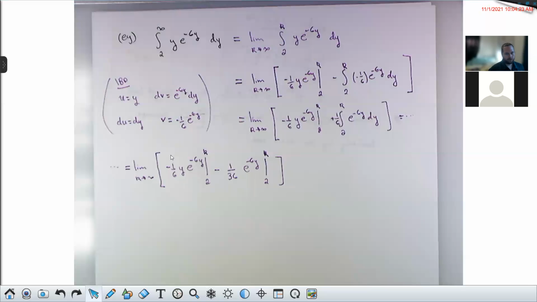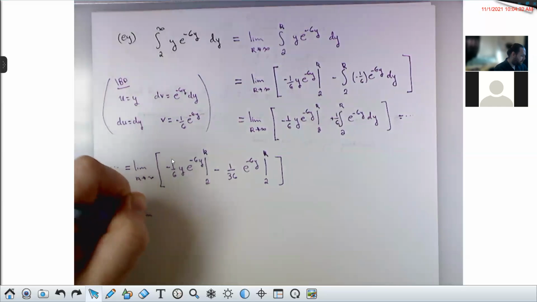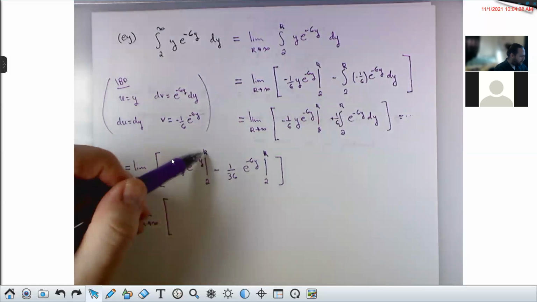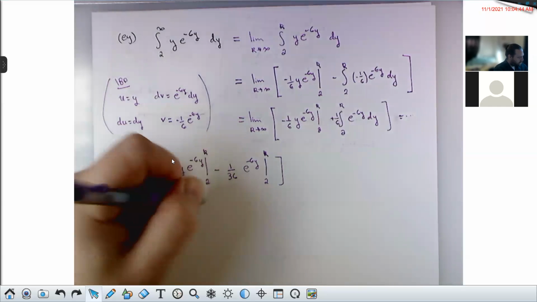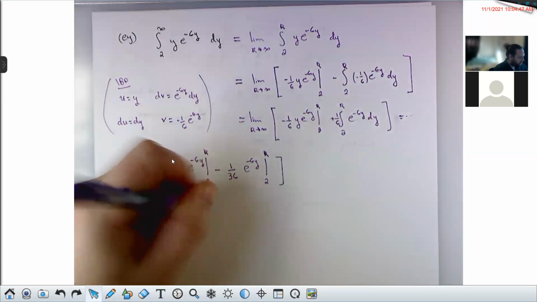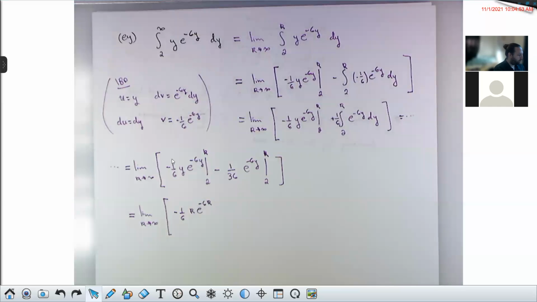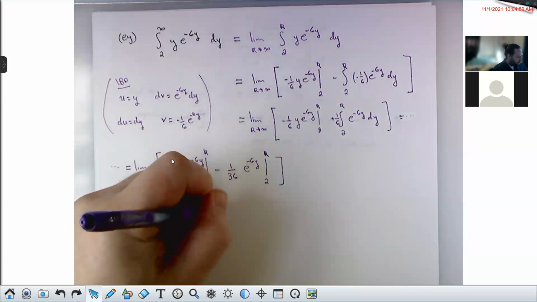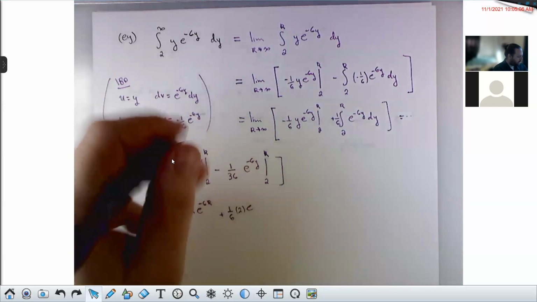So I need to plug 2 into everything and then subtract what I get when I plug r into everything. Let's go ahead and do that, and then we'll try to figure out our limit. When I plug r in, upper minus lower, of course, I'll get negative 1/6 r e to the negative 6r. And from that, I'm going to subtract what I get when I plug in 2. So the minus from the evaluation is going to make this positive. So I'll have plus 1/6 times 2 e to the negative 6 times 2.